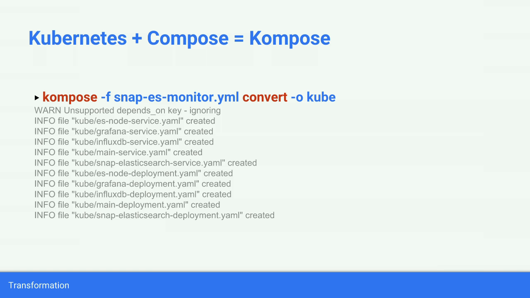Yeah, then we're going to use this command. It's just one command, just that easy. You see, we just use compose, then dash f, that means point to the file you want to convert, right? Then you just type the command, convert. Then I use dash o to output to a directory, because I don't want to mess up my current directory, right?